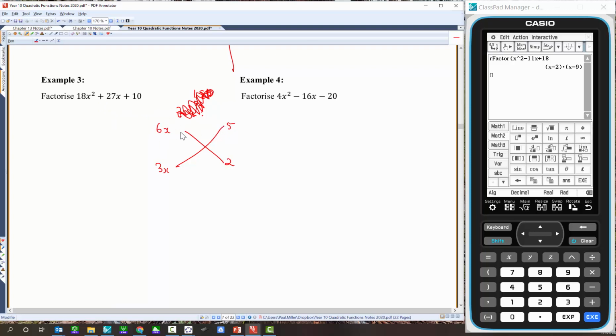Now, it's going to be 5 times 2, which is equal to 10, and I'm going to leave them both as positive. Let's go 3 times 5, which is 15x, 6x by 2, which is 12x. When I add them together, I'm going to get 27x. So that is correct. That is my factorized form. 6x plus 5 and 3x plus 2.